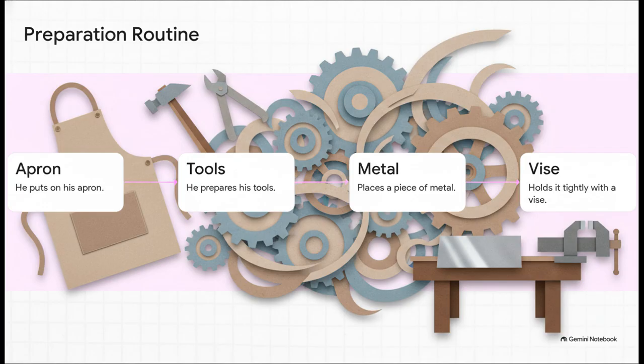So, visualizing the craftsman's exact preparation sequence builds this really powerful chronological context for our action verbs. He puts on his apron, he prepares his tools, he places a piece of metal on his workbench, and finally, he holds it tightly with a vise. Think about how you get ready for a deep work session. We all have a routine, right? When we tie new language directly to a routine, it just sticks so much better.